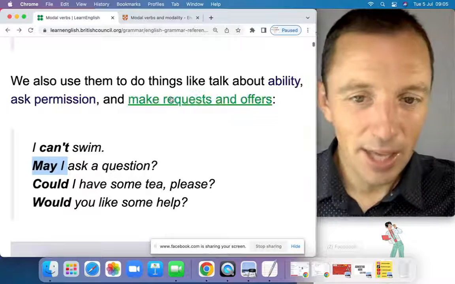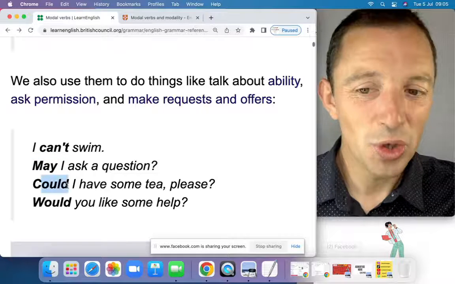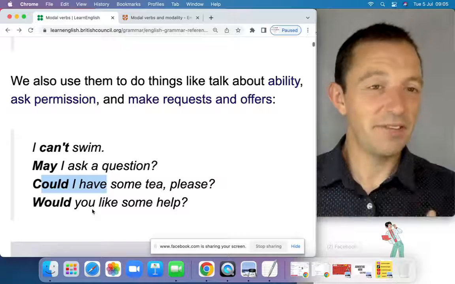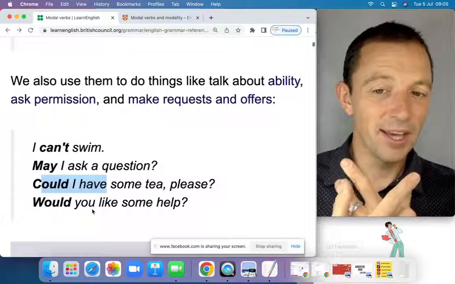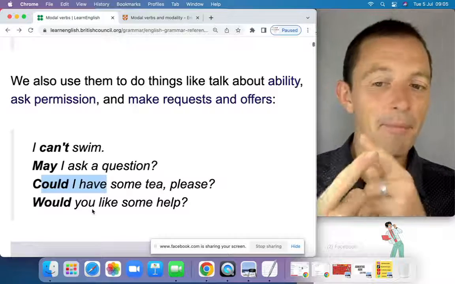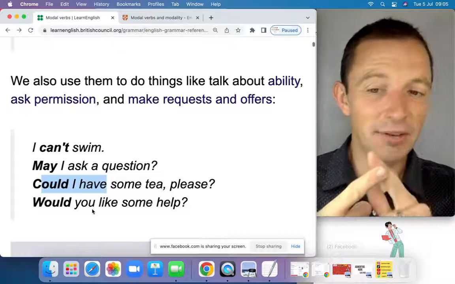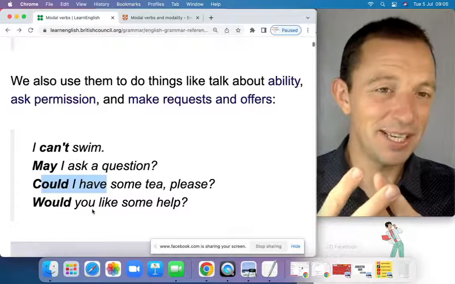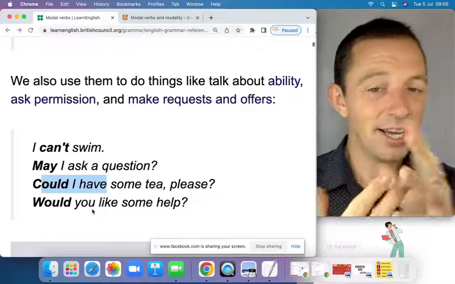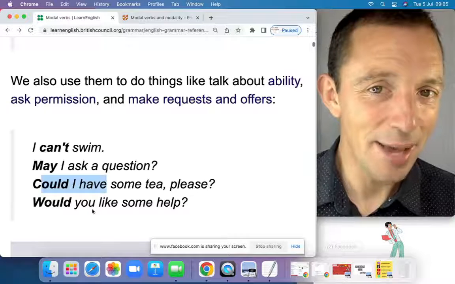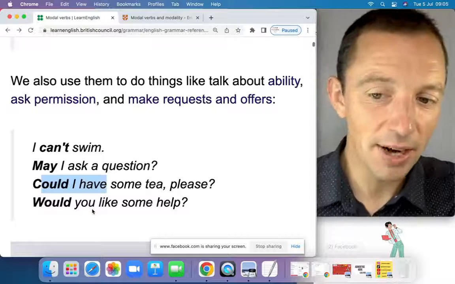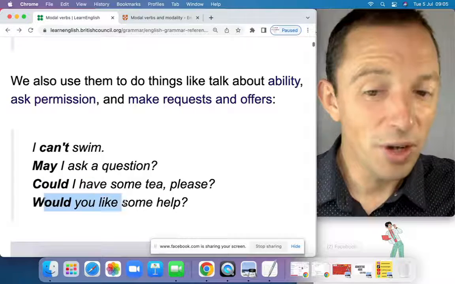Next is a request. Could I have some tea, please? So it's a very logical structure, and could is possible to change. May I have some tea, please? Could I have some tea, please? Might I have some tea, please? Remember, may, might, and could are very frequently used in the same situation and possibly used in the same situation.